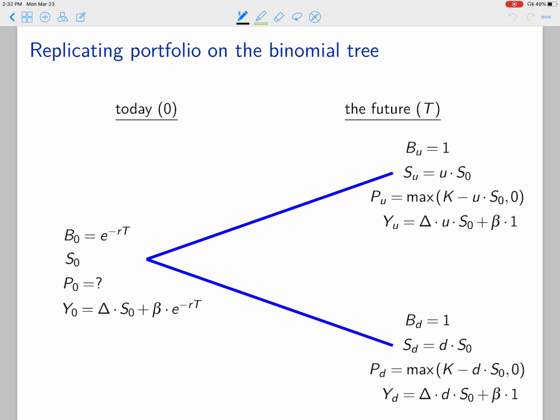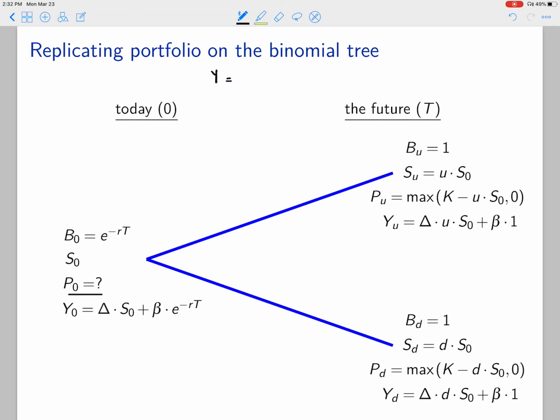It's either S sub U or S sub D. The bond has a constant payoff in each state. It's always equal to 1. The put option's price is what we want to calculate. It's P sub 0, right down here. To price this put option, we're going to form the portfolio Y.